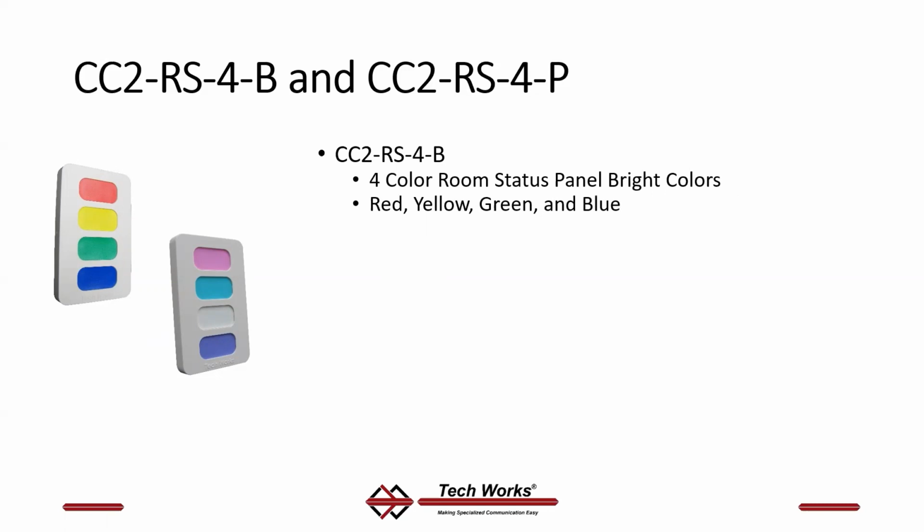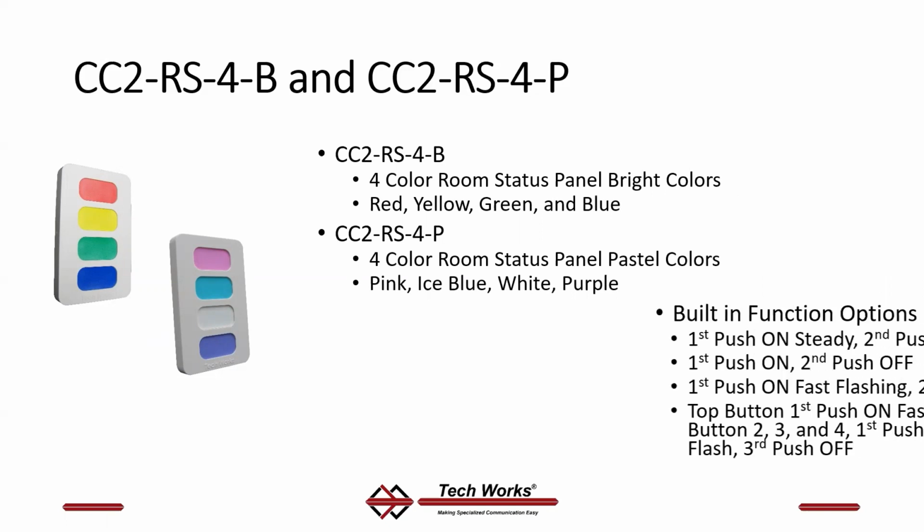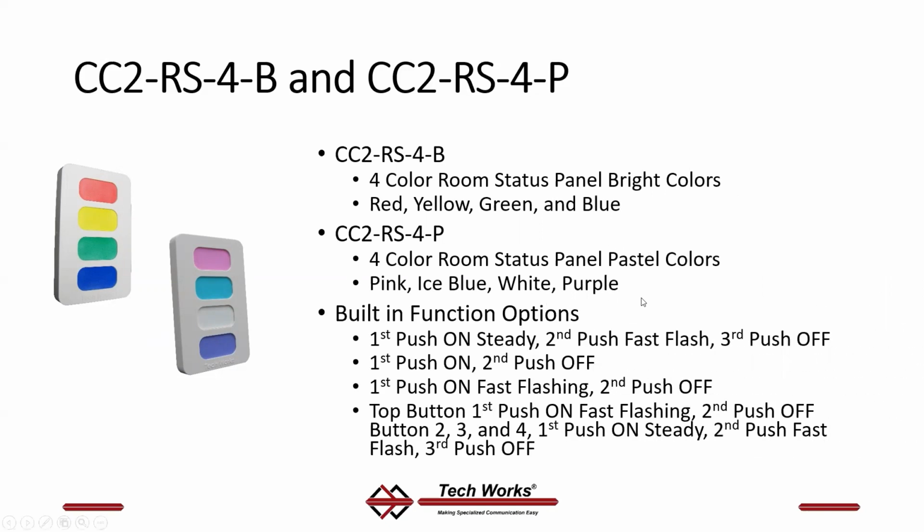The B version is red, yellow, green, and blue. The P version is pink, ice blue, white, and purple. Built-in functionality of these stations. Over the years, we've come across a lot of different ways that people want these implemented. So what we did is we built in option switches in these that allow the installer to choose what's going to happen when you push a button. So one of the options is that first push on any one of the 4 buttons turns on a steady light. So if I push the yellow button the first time, it turns on a steady light. Push it again, it goes to fast flashing. If you push it a third time, it goes off.